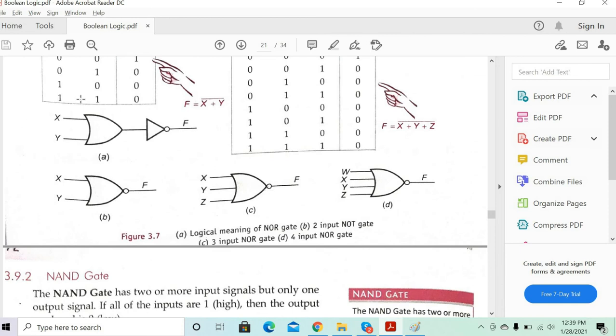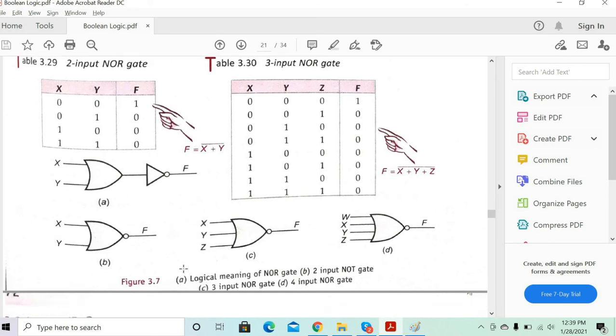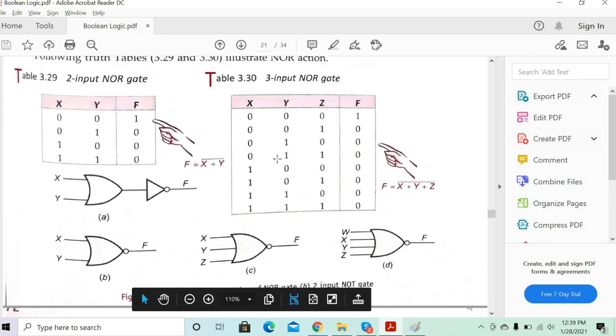Similarly, you can have 2 inputs and you can have 3 inputs also. X, Y, Z, 3 inputs you give. So 8 combinations you will get. And you can write the truth table for it now. Can you just quickly write the truth table for 3 inputs of the NOR gate?